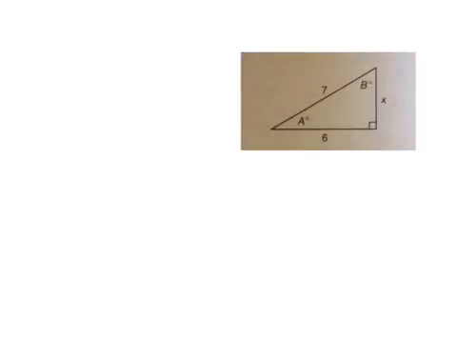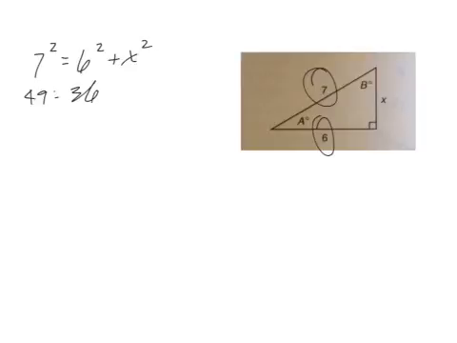Okay, so here we go with one more, 44.3 on page 197. Now notice they give us two lines, so that means we can do Pythagorean. Hypotenuse squared equals one side squared plus x squared. So we have 49 equals 36 plus x squared.